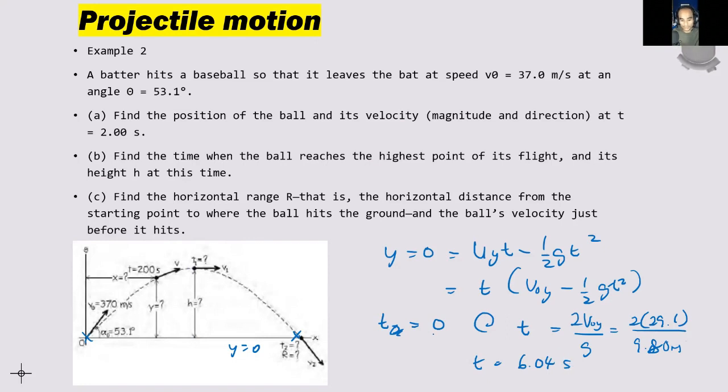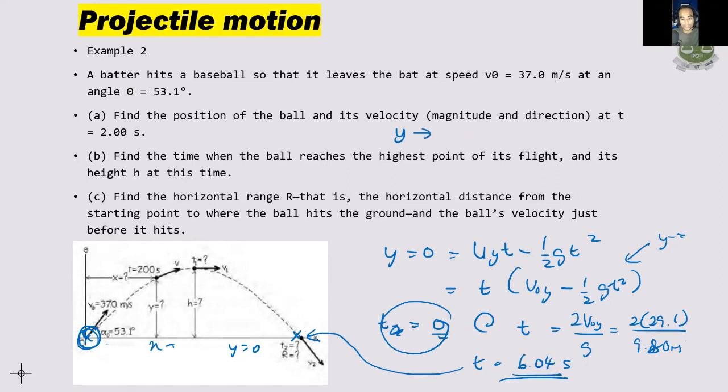So the roots are either 0, on the left, or 6.04 seconds, on the right. Now, because we already have the time, we can find the x range. This is the y component. Now we want to find the x component. So you use y to find the time, and from the time we use the x component to find the range from left to right. The total time is 6.04 seconds.